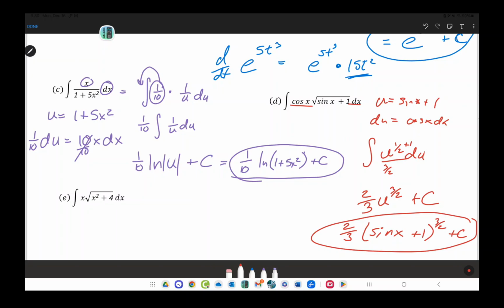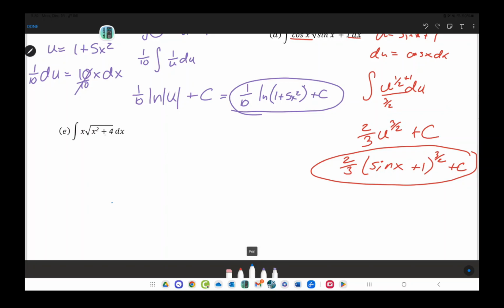Why did you divide it by 3 over 2? Because when doing the inverse power rule, with derivatives we multiply by the exponent and subtract 1 from the exponent. The opposite process is to add 1 to the exponent and divide by the result.